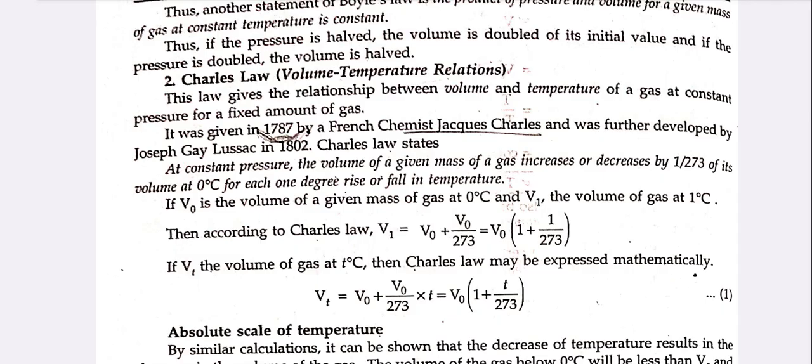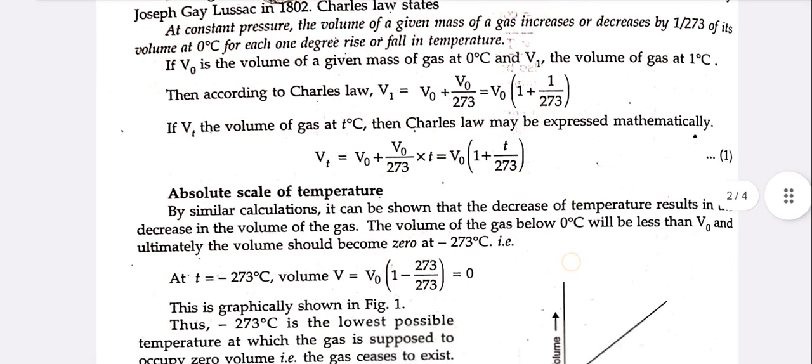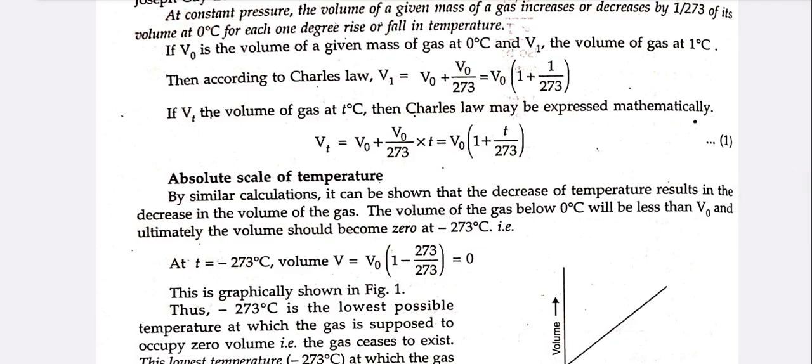If V0 is the volume of a given mass of a gas at 0 degrees Celsius and V1 the volume of gas at 1 degree Celsius, then according to Charles' law, V1 is equal to V0 plus V0 upon 273. We can say it is equal to V0 (1 plus 1 upon 273). If Vt is the volume of gas at t degrees Celsius, then Charles' law may be expressed mathematically. Vt is equal to V0 plus V0 into t by 273.